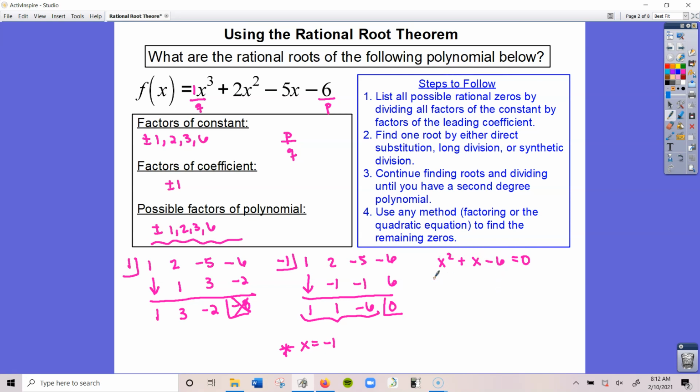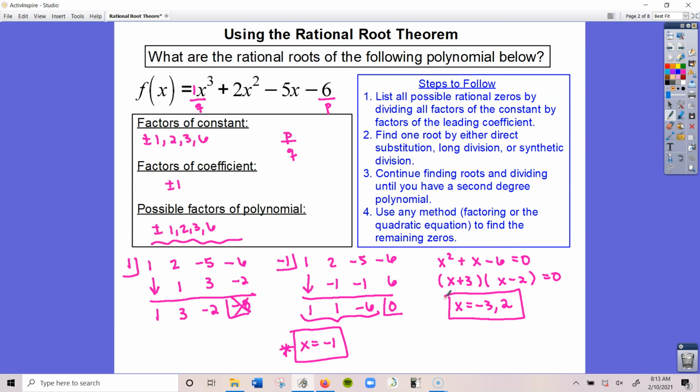And the two numbers that would multiply to give me negative 6 and add to give me a positive 1 would be 3 and negative 2. So my factors would be x plus 3, x minus 2. Giving me the rest of my roots, which is x is negative 3 and positive 2. So these are all of my roots here.